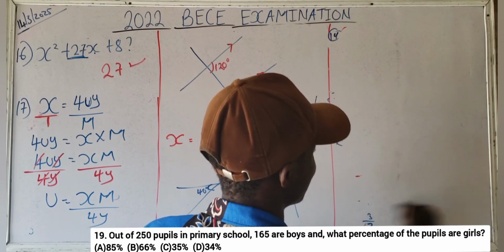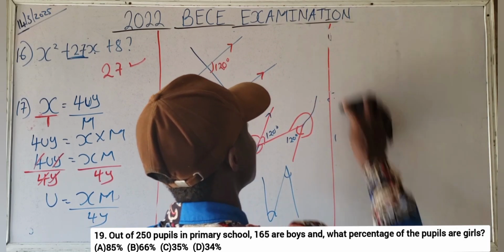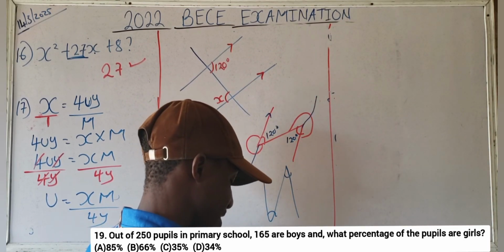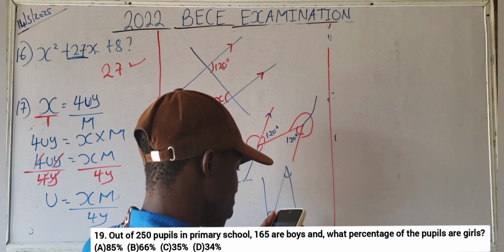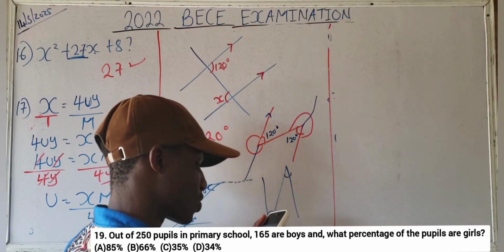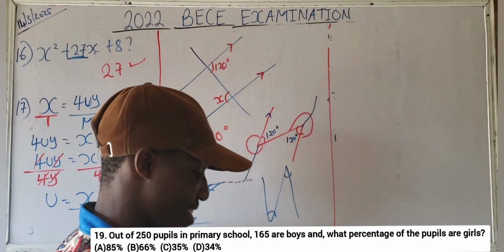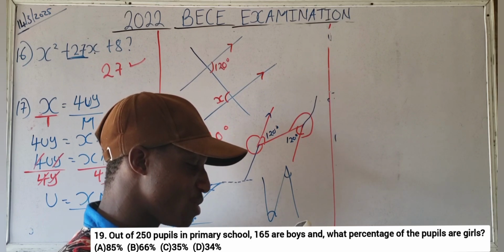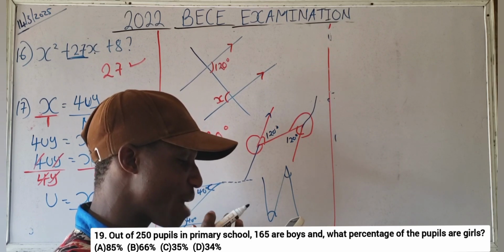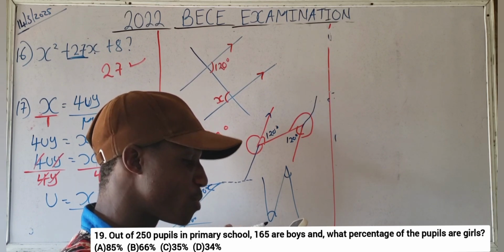Now I'll be fast, so I want you to pay attention. We have question number 19. Out of 240 pupils in primary school, 165 are boys. What percentage of the pupils are girls?